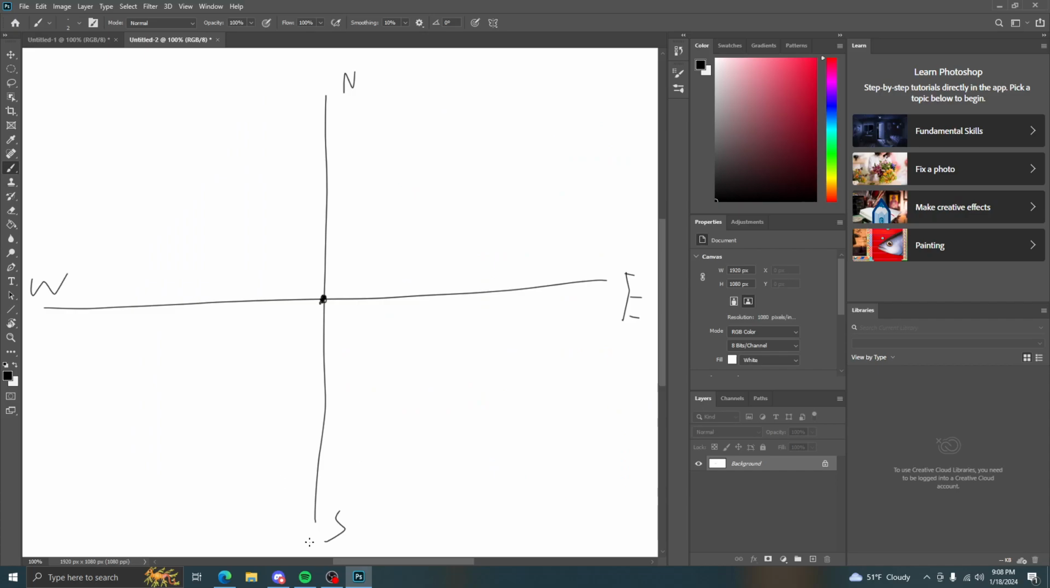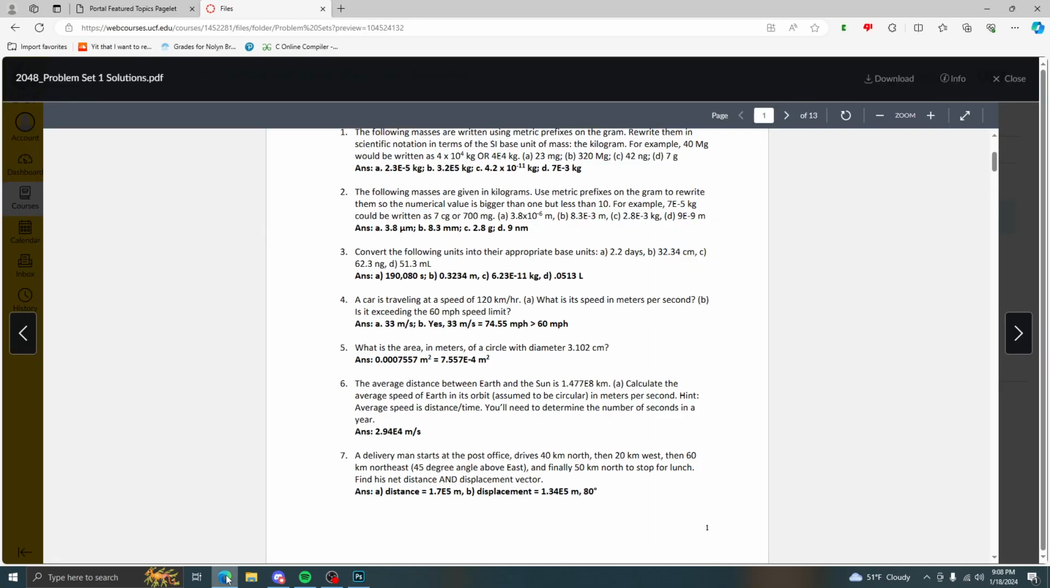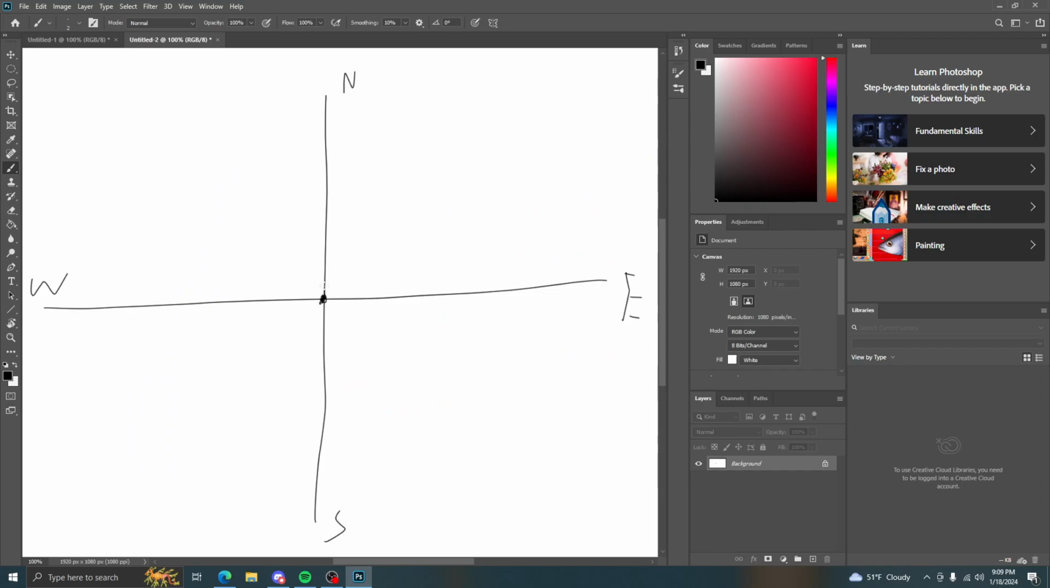So what we'll do is draw an axis, northeast, southwest, and I have the post office starting at 0, 0 here. Then we're just going to draw out his route. First he goes 40 kilometers north, then 20 kilometers west.